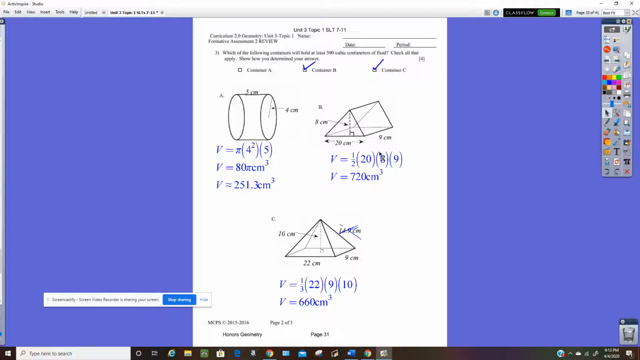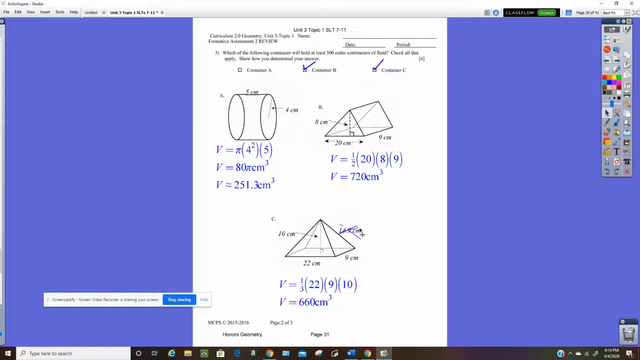So 1/2 times 20 times 8 is the area of the base, times the height, which is 9, and you get 720 cubic centimeters. And then the pyramid, the volume is 1/3 the area of the base, which is 22, times 9, times the perpendicular height, which is 10.